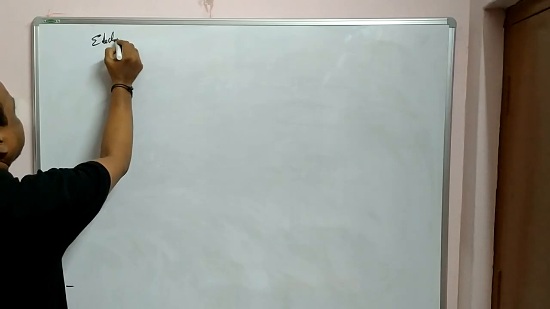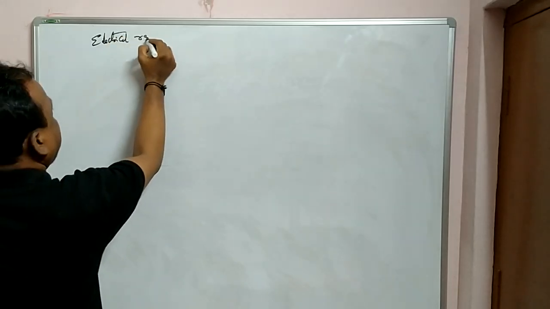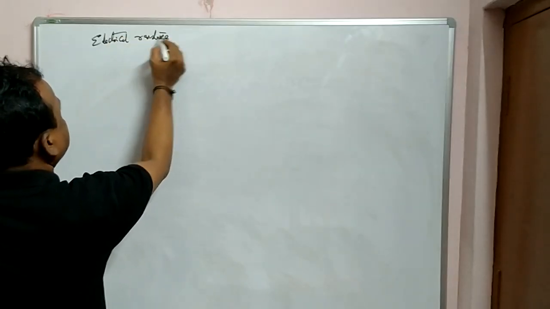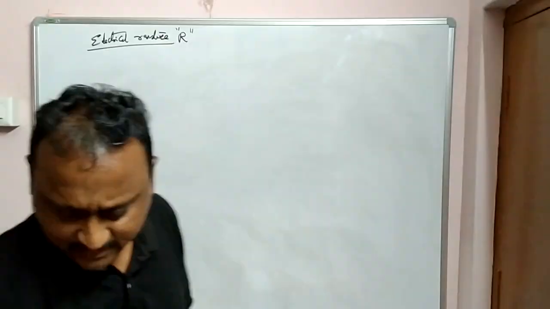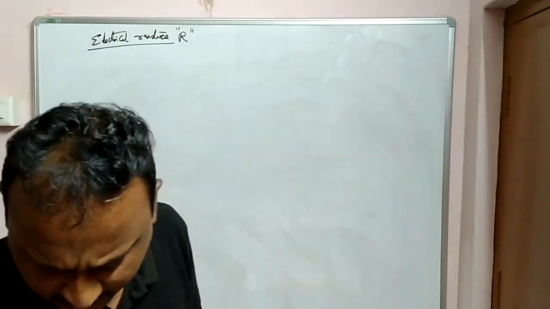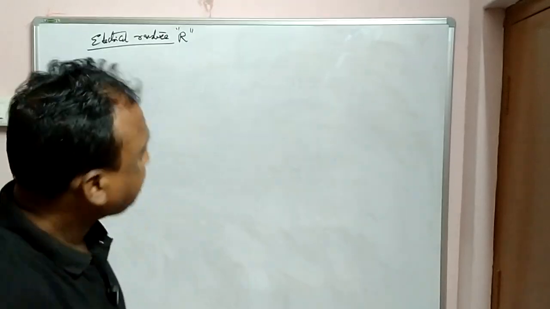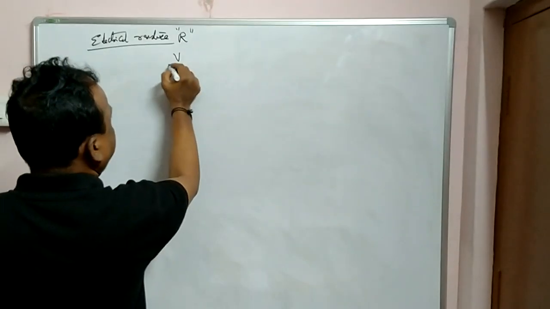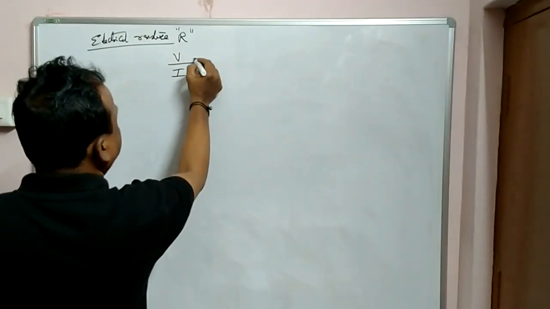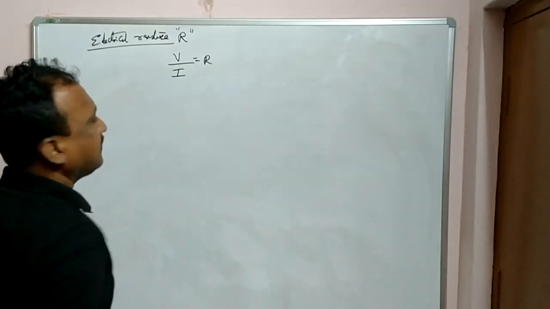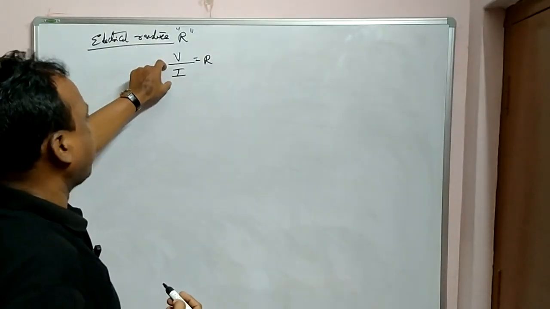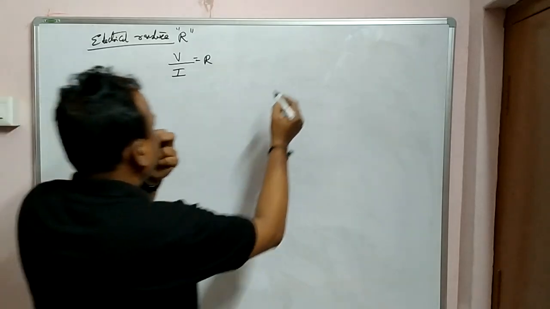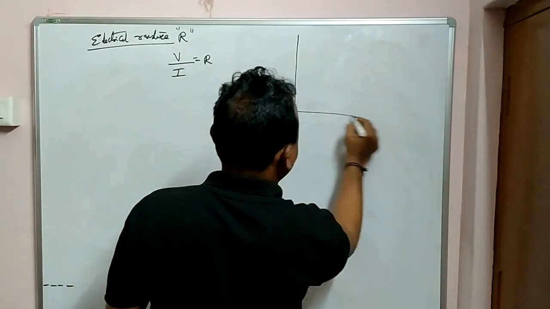Electrical resistance R. Now what is this electrical resistance? You have to understand now. In general, electrical resistance is given by V by I is equal to R. That means the ratio of potential difference to that of current. Here we have two graphs for this one.